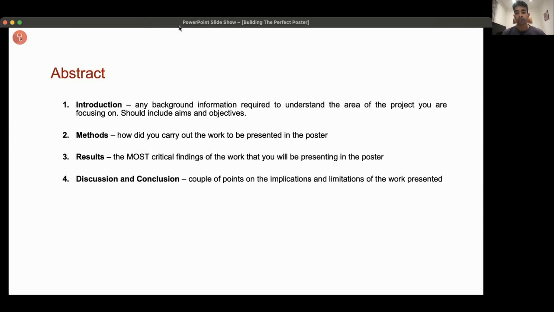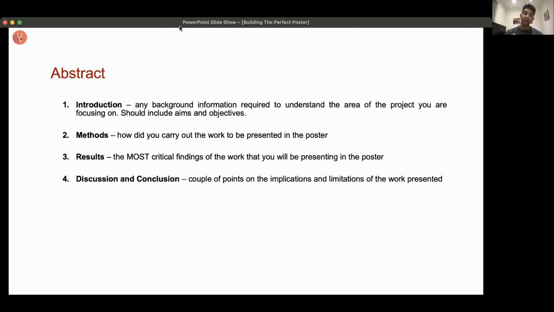It's the introduction, which should only contain background information required to understand what you've written in the abstract. It doesn't need to contain all the background information for the entire project you've done, because an abstract is tiny. It's about 250 to 300 words. You cannot fit an entire piece of research or a quip or an audit into that amount of space. You have to focus on the most important result you found in your work and introduce that. But it should include aims and objectives, just to give it a clear structure and guide to where it's going.